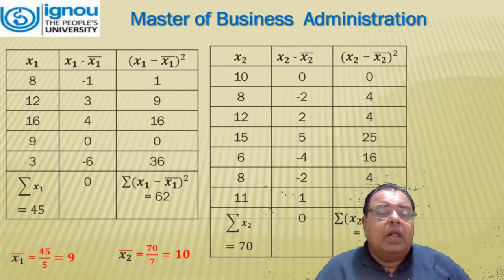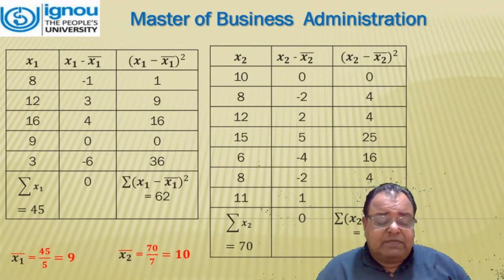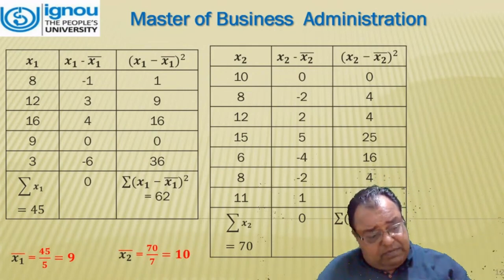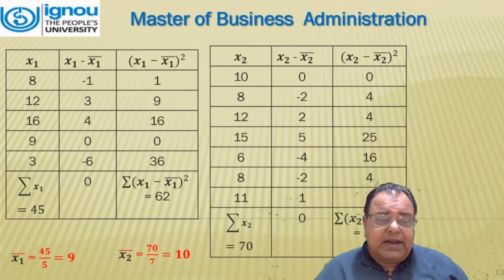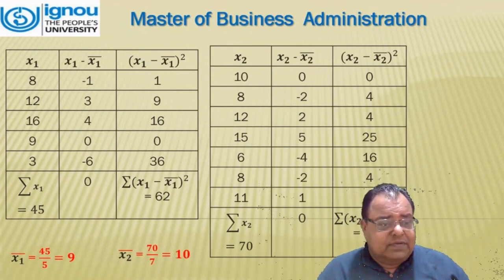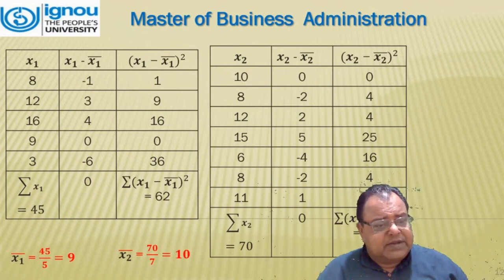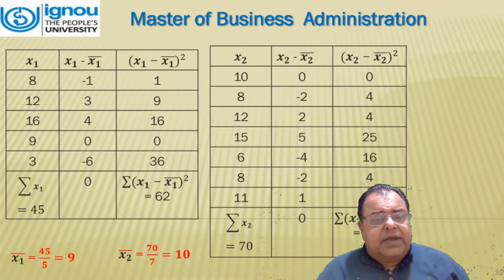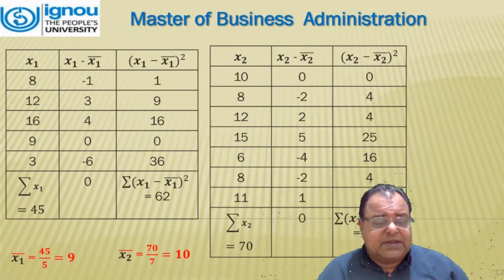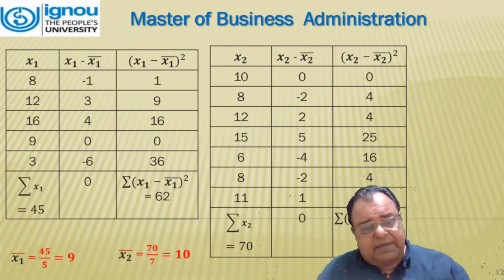Now, we will calculate x1 minus x1 bar. That means we subtract the mean, 9, from each value of x1. So 8 minus 9 is minus 1, 12 minus 9 is 3, 16 minus 9 is 7, 9 minus 9 is 0, 3 minus 9 is minus 6. Then, in the third column, we square these: 1, 9, 49, 0, 36, and we add them.